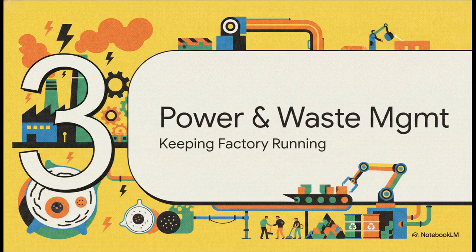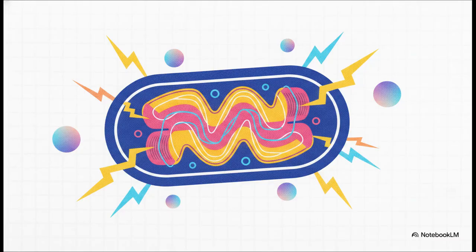Section 3. Power and Waste Management. Keeping the factory running. A factory this incredibly busy requires an immense amount of energy and a really robust cleanup crew, right? Otherwise, the entire assembly line just grinds to a halt. Enter the mitochondria, the power plant. This double membrane organelle generates roughly 30 to 32 ATP per glucose molecule through oxidative phosphorylation and the electron transport chain. But it definitely has some secrets.